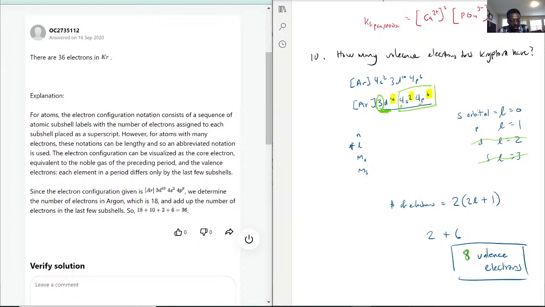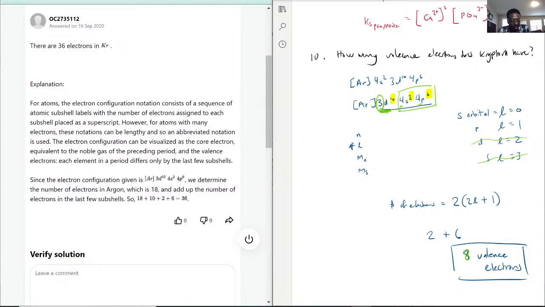Electron configuration. Since the electron configuration is exactly Ar, that is exactly what we have. 3d10. We determine the number of electrons in argon, which is 18, added to the number of electrons in the last few subshells. So I think they missed the point of the question, and it is incorrect.